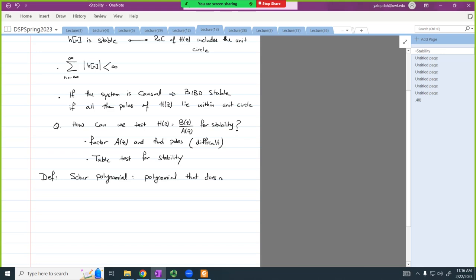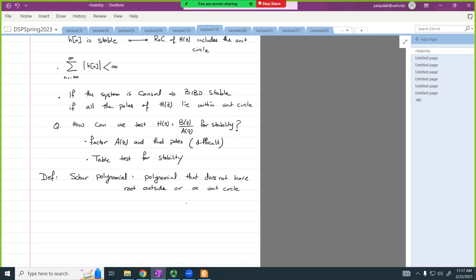Does not have roots outside or on unit circle. So therefore, a Schur polynomial is a polynomial that does not have any roots outside or on the unit circle.